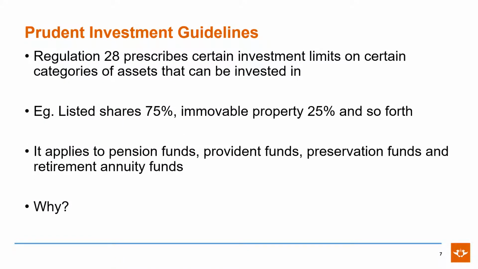Retirement funds need to invest according to the Regulation 28 guidelines, and it prescribes certain investment limits on certain categories of assets that can be invested in. For example, maximum 75% in listed shares, maximum 25% in immovable property, and so forth. And this applies to pension funds, provident funds, preservation funds, and retirement annuities.